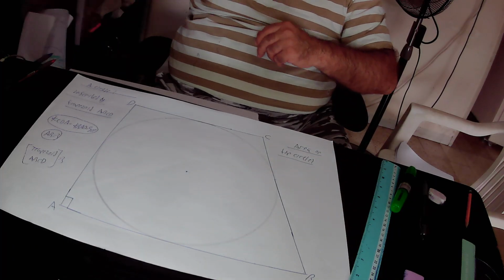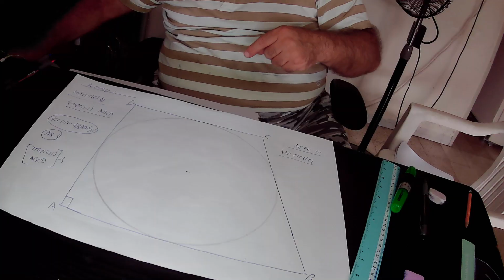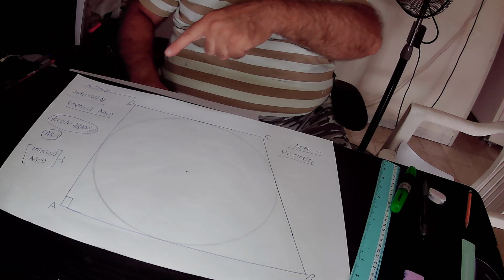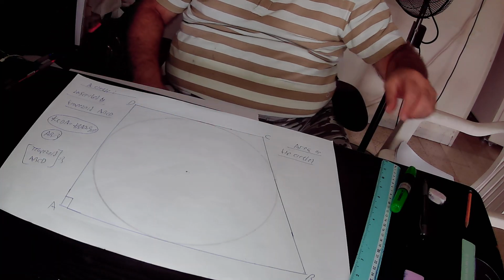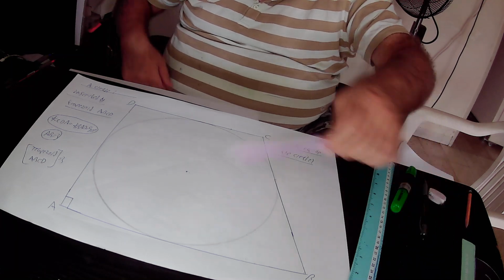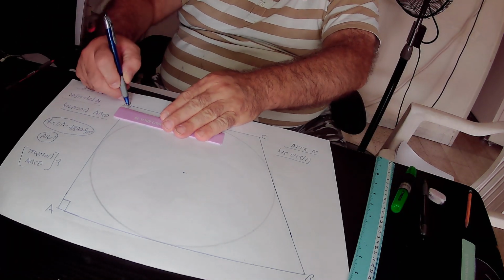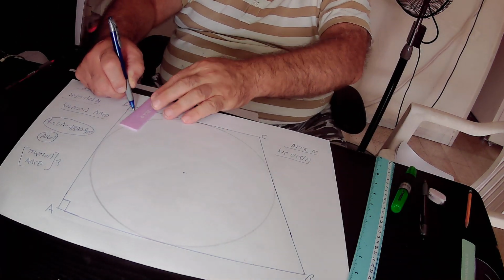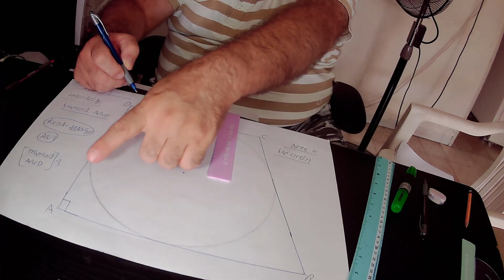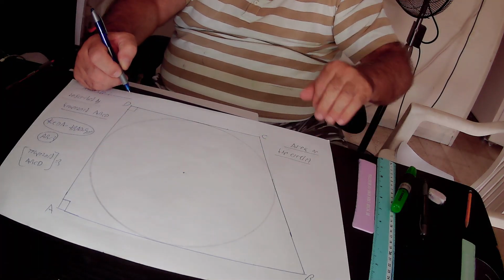So to repeat again, in the drawing we have a circle that is described by trapezoid ABCD. In addition, we know that those two angles are both right angles.